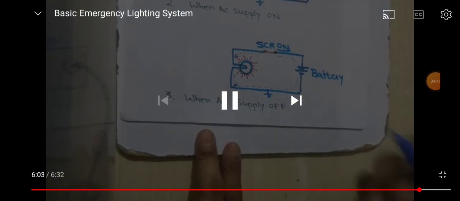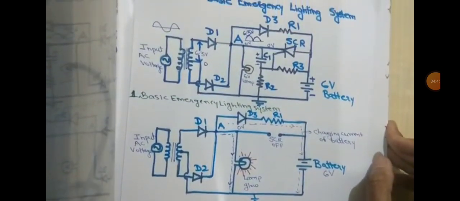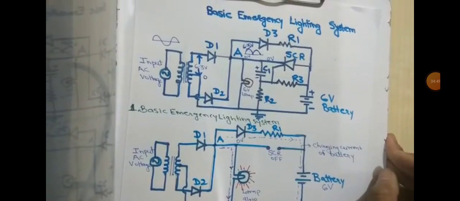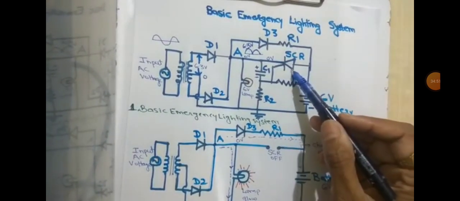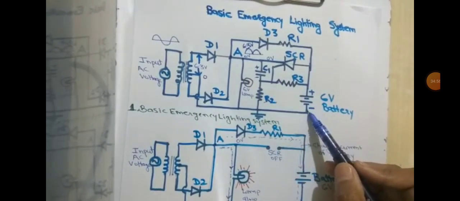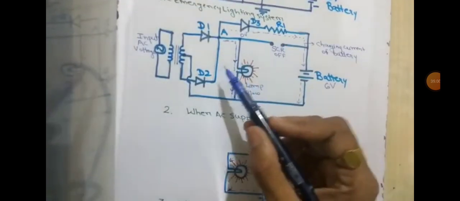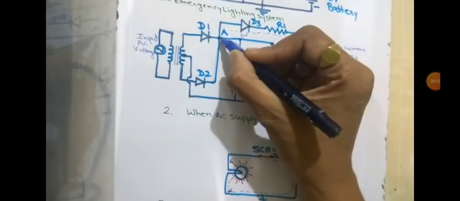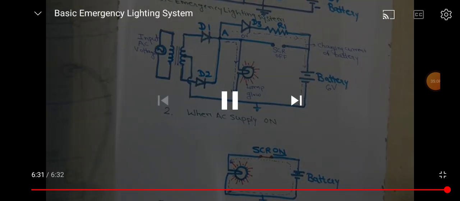Here again we assume that if the input AC voltage appears at that instant, the SCR is turned off again, and the lamp is disconnected from the 6 volt battery, and the lamp glows because of the voltage appearing at point A. In this way this basic emergency light system works. Thank you.